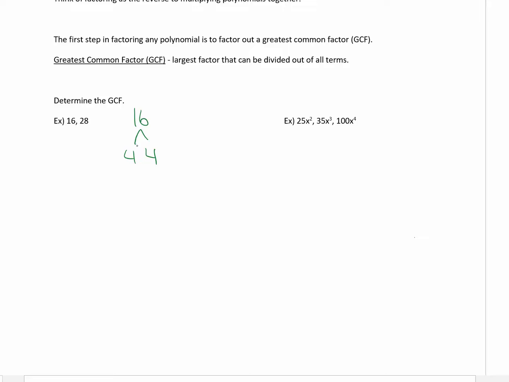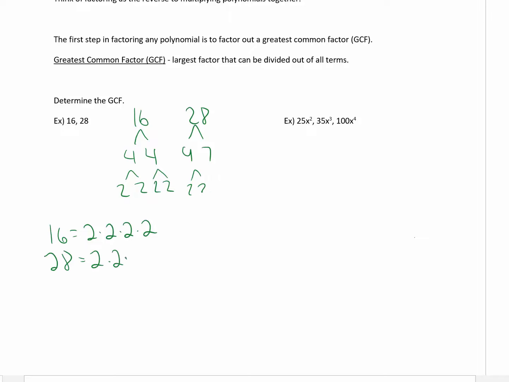Well, for instance, 16 I can break down as 4 times 4, and the 4s I can break down as 2 times 2. So 16 is 2 times 2 times 2 times 2. 28 I can break down as 4 times 7, and again 4 I can break down as 2 times 2. So what factors do they have in common? Well, they have two factors of 2. So the greatest common factor is 2 times 2, which in this case is 4.